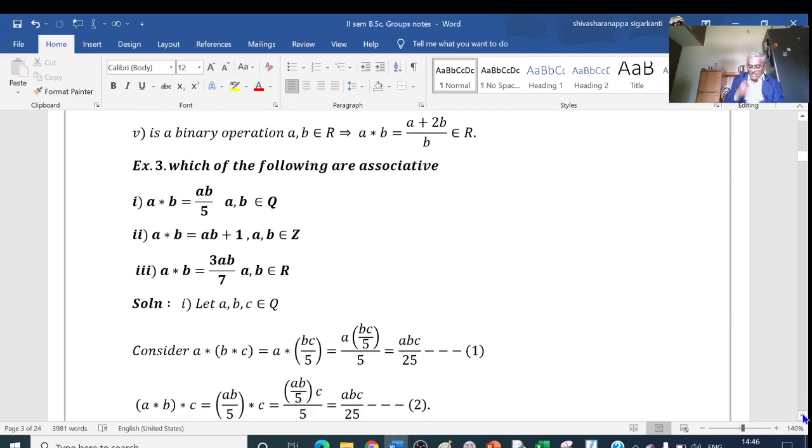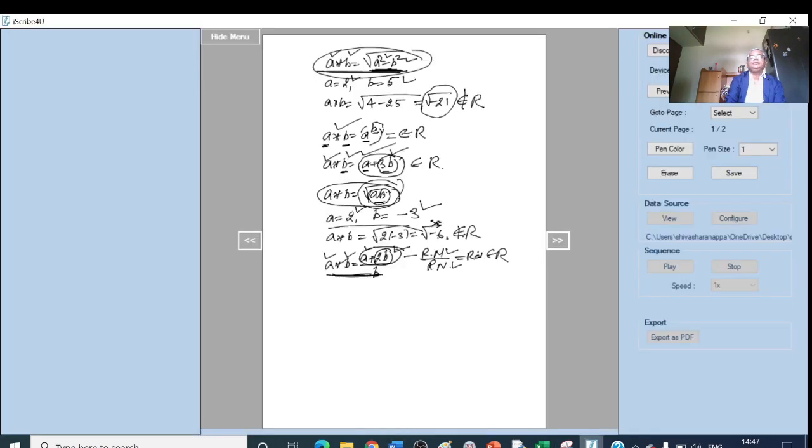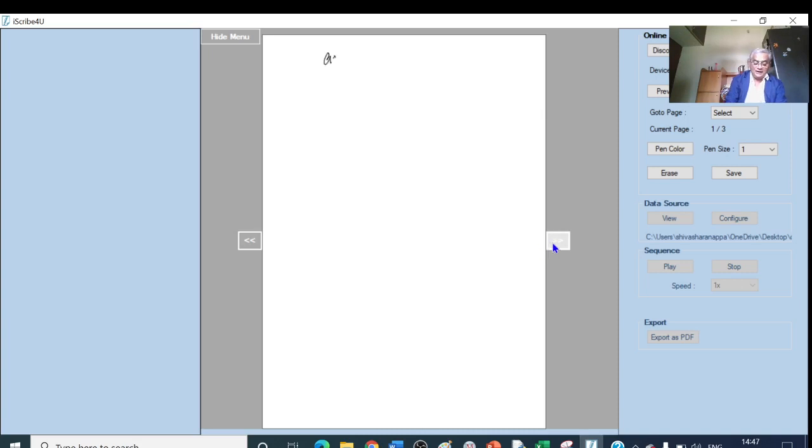Next example. Which of the following are associative? A star B equal to AB by 5. That is, A star B equal to A into B divided by 5. This is the definition.